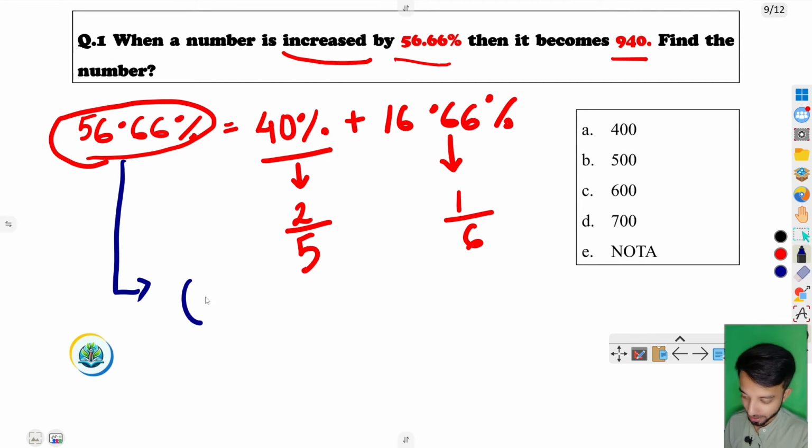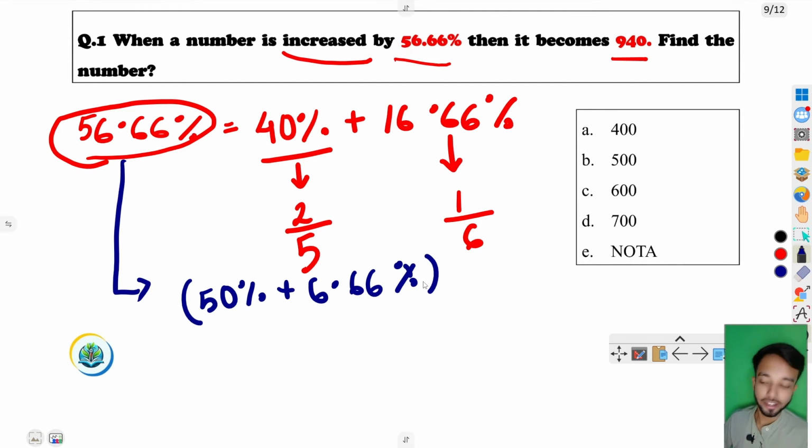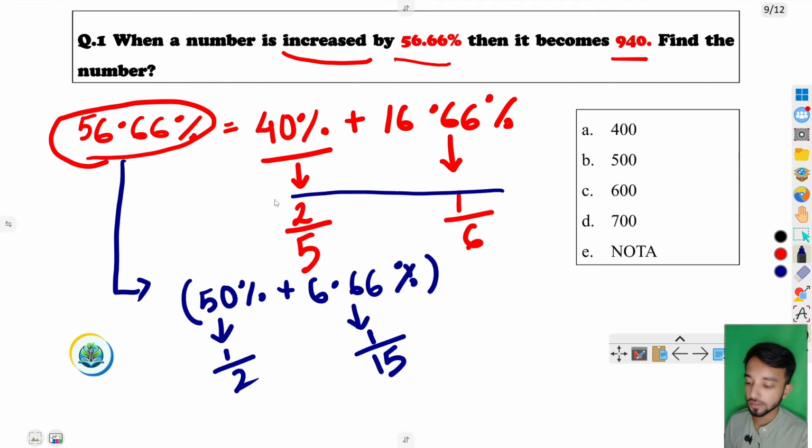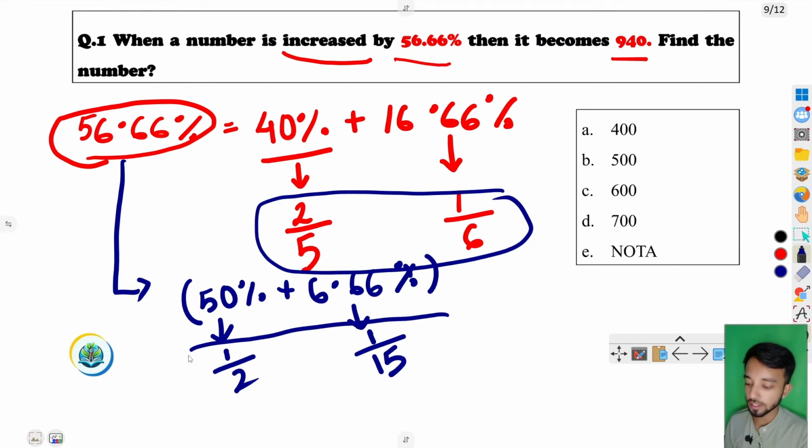56.66 can also be written as 50% plus 6.66%. We know the value of 50%, very simple, it is 1 by 2. The 6.66% value is 1 by 15. Is this clear? You can solve it this way also.